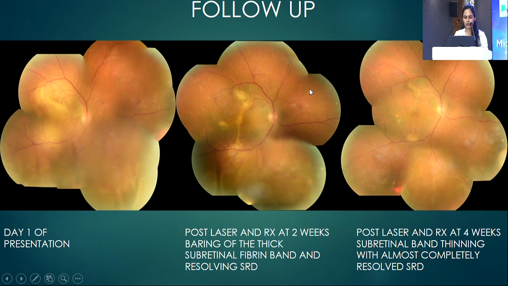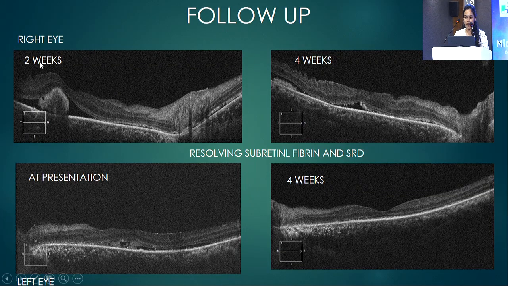This second picture is at 2 weeks of starting eplerenone and post laser. You can actually see the well-defined track of subretinal fibrin, which is tracking downwards, and at 4 weeks that fibrin has almost become just a linear structure, and there is no RD at this point. So the above 2 images are of the right eye. You can see the subretinal material at the fovea, which resolves at 4 weeks with minimal fluid, and in the left eye, it has completely resolved.